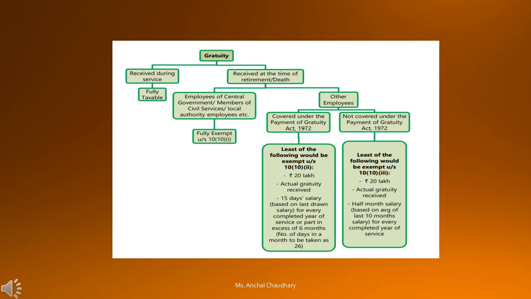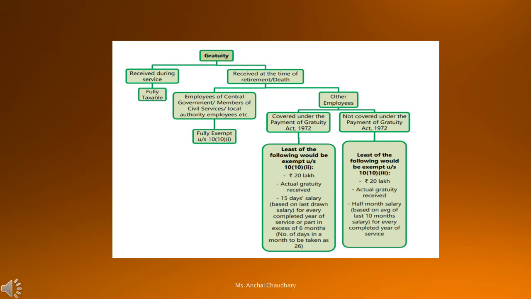If gratuity is received by other employees covered under the Gratuity Act 1972, then you have to take rupees 20 lakh, or the actual gratuity receipt, whatever amount he is getting, or 15 days salary based on last drawn salary for every completed year of service or part in excess of 6 months. Here the number of days in a month to be taken for calculation is 26. Out of these three, whatever is the minimum amount, the least amount, will be your exemption.